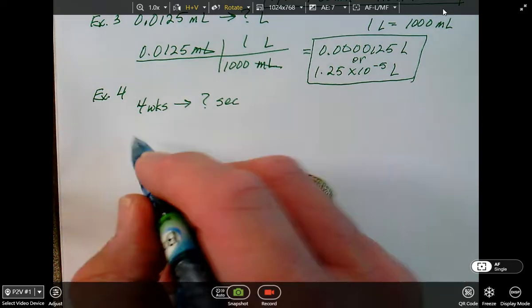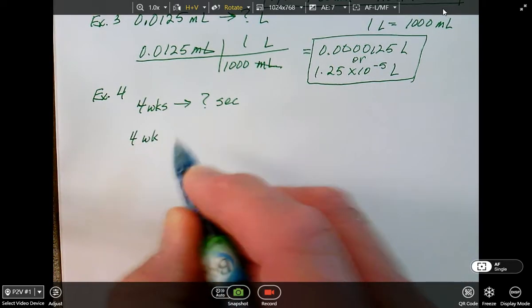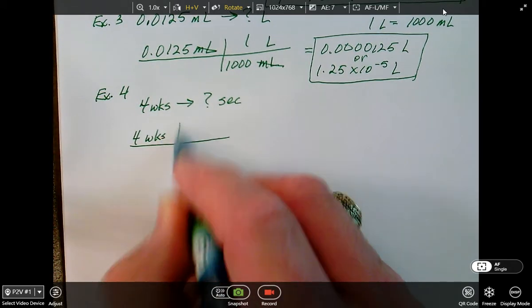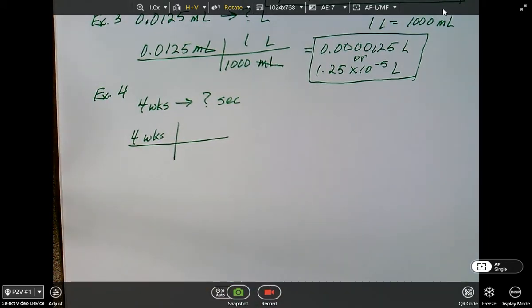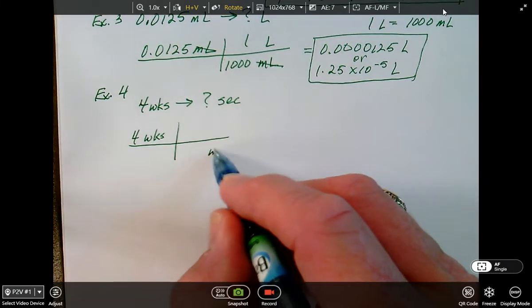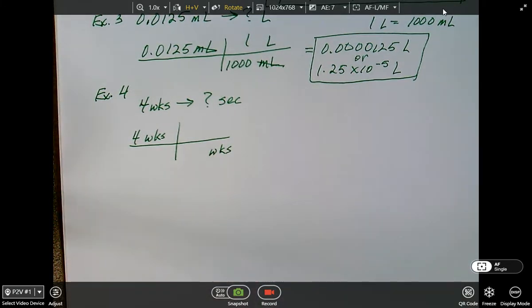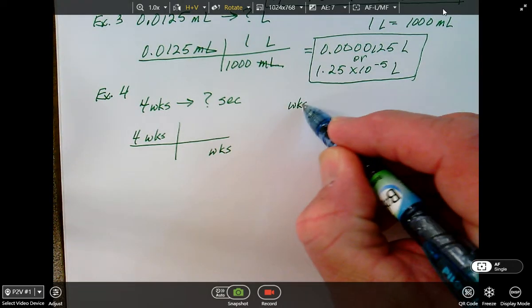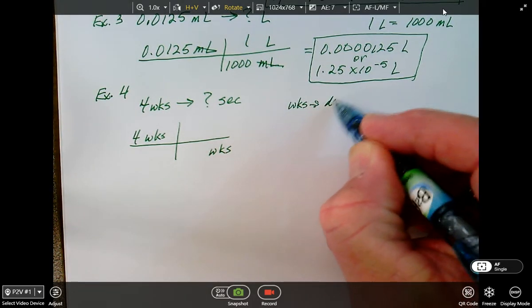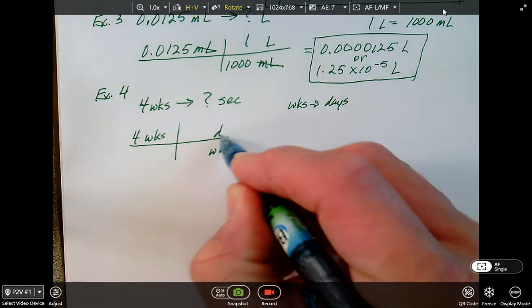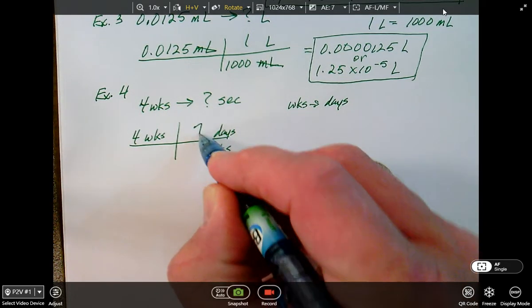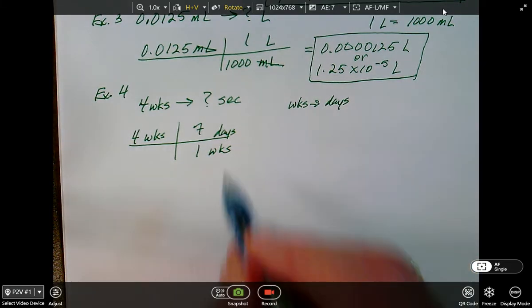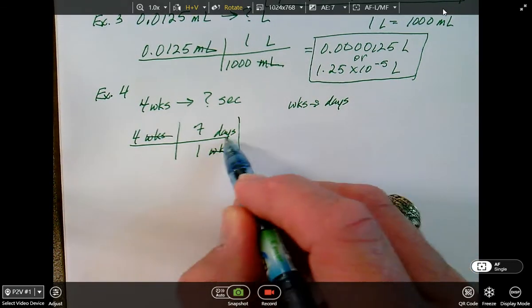Now, so we're going to start out the same way we always do. We're going to draw our factor box, okay? Our T-chart. Weeks are going to go down here because they need to cancel. Now I need to ask myself a question. I don't know how many seconds are in a week. I might be able to figure it out, but that's the whole point of the problem, right? But I do know how many days are in a week. So I can go from weeks to days. So let's put days at the top. And there are 7 days in 1 week. So weeks cancel. All right, go ahead and extend my factor box.